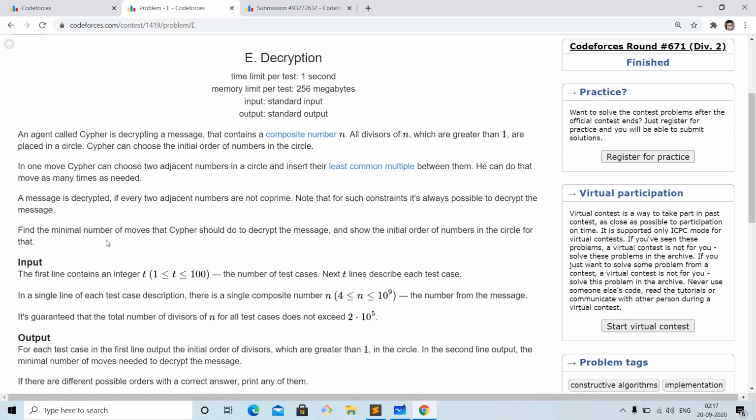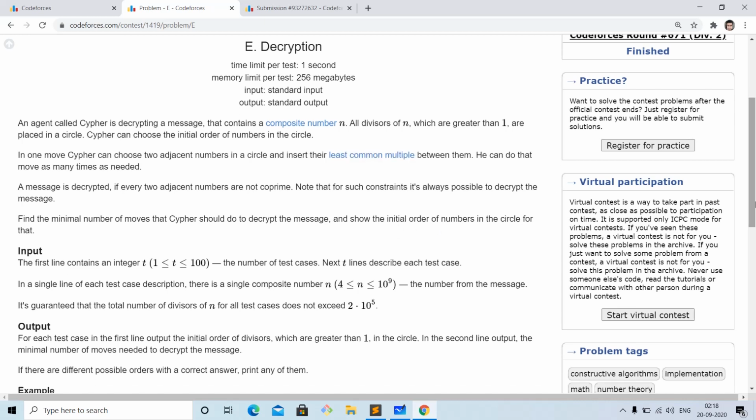So we have to find the minimum number of moves that we have to do to decrypt the message, and we also have to show what initial order of the divisors we choose in the circle. So let us try to understand this problem on the whiteboard.